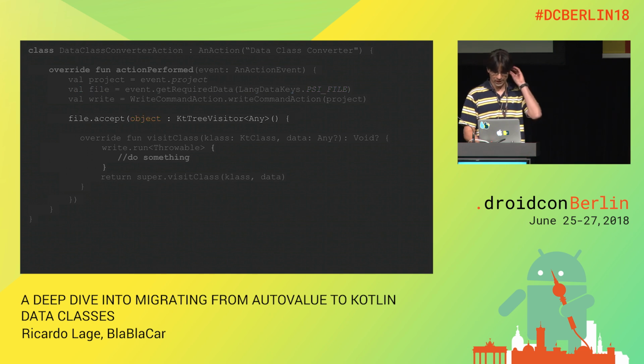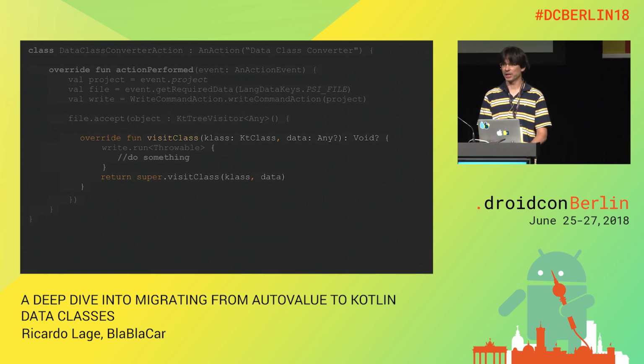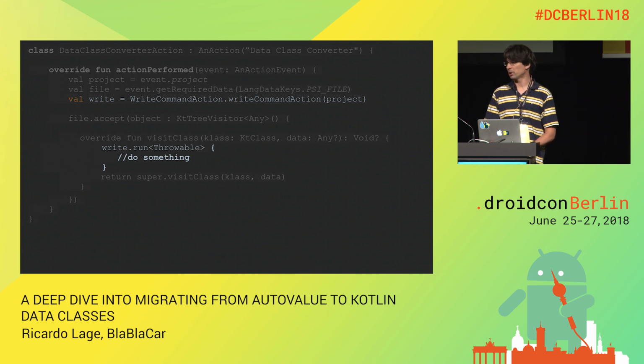And once we have access to the file, we can navigate the source code via a tree visitor, which then has different methods we can override to visit different elements in our code. So here, for example, every time the visitor encounters a class, it's going to call back on this visit class function. And then what we can do with it is have a write command action where we can write some code or make some replacements or some refactoring and so on in that class.